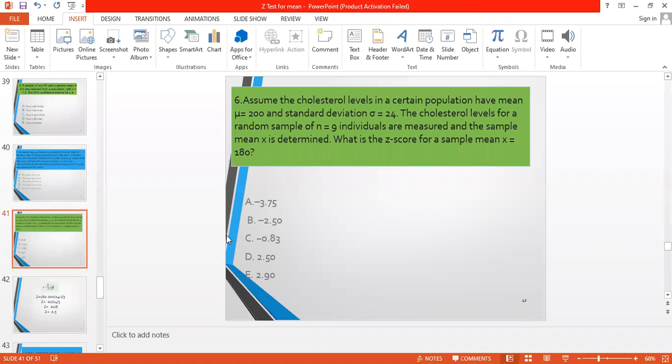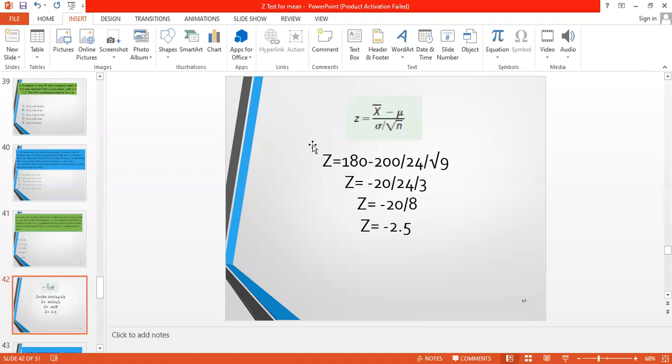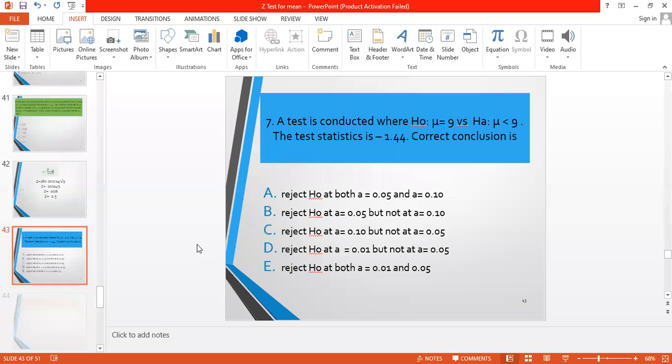B is the right answer. This is the solution of this problem. 180, the sample mean, minus 200, over 24 divided by the square root of 9. The square root of 9 is 3. And 180 minus 200 is minus 20. 24 divided by 3 comes to 8. And minus 20 divided by 8, the answer is minus 2.5. B option is the correct one.